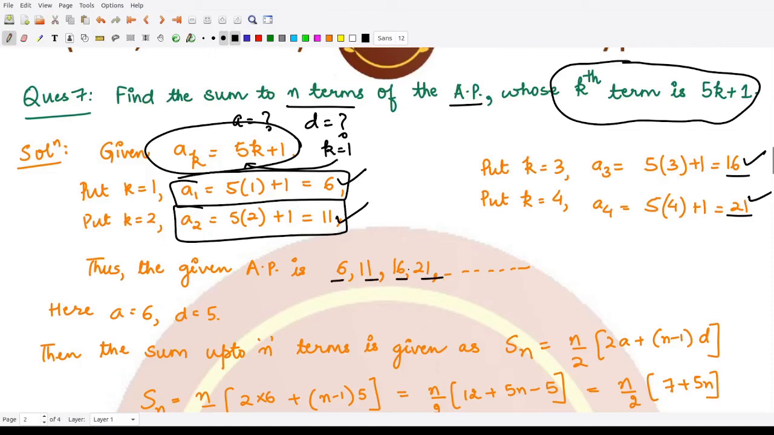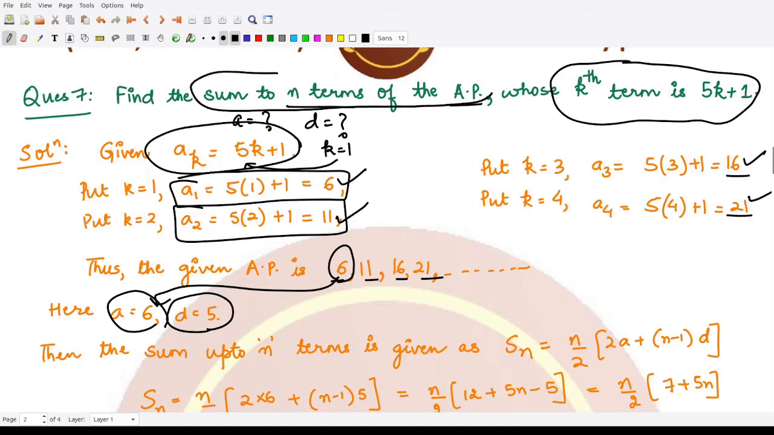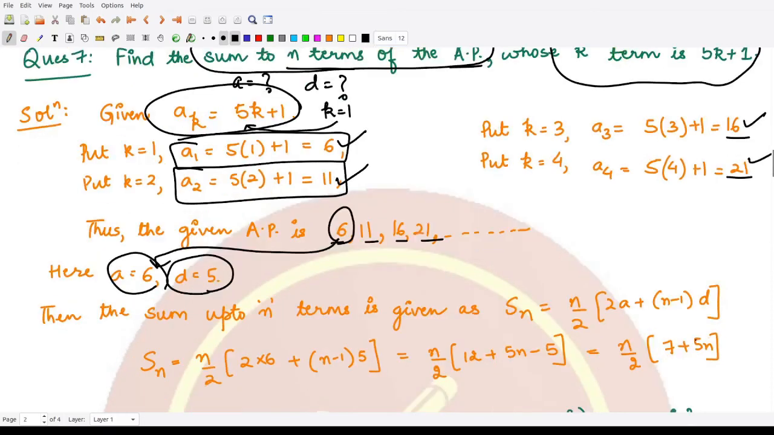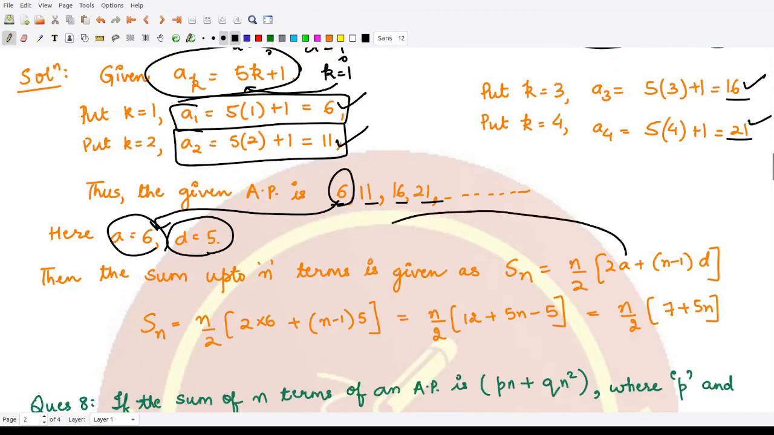From here you see 6 is our first term, and the subtraction of two consecutive terms gives us 5. So the common difference here is 5. Now we have the value of a and the value of d, so we can very easily calculate the sum of the first n terms of the AP. The formula for Sn is n divided by 2 times (2a plus (n minus 1) times d). We substitute the values of a and d and simplify in terms of n.